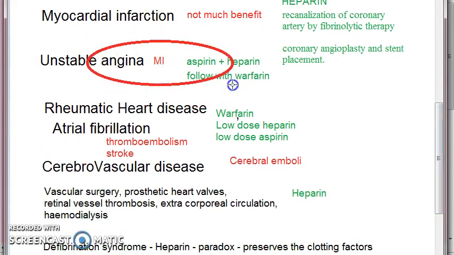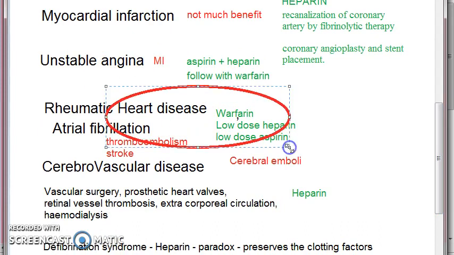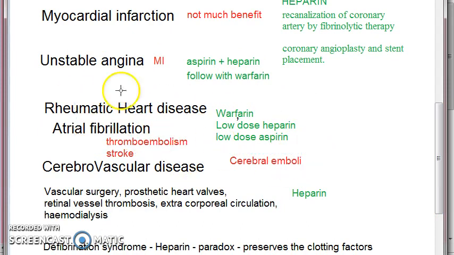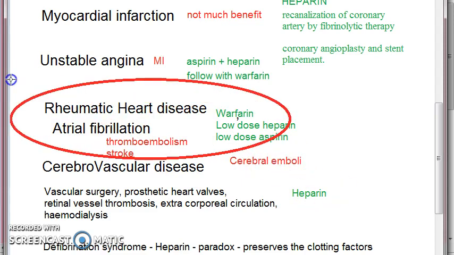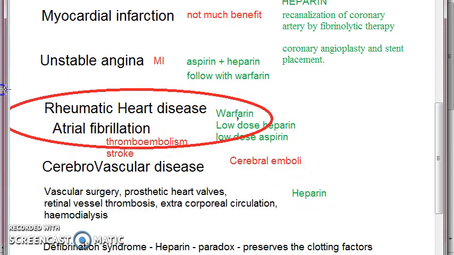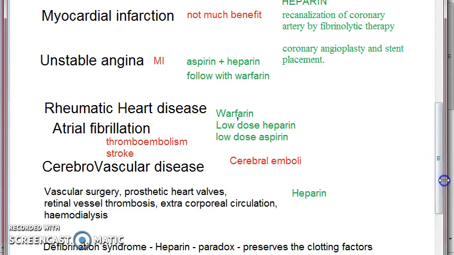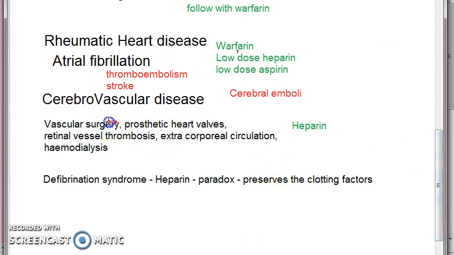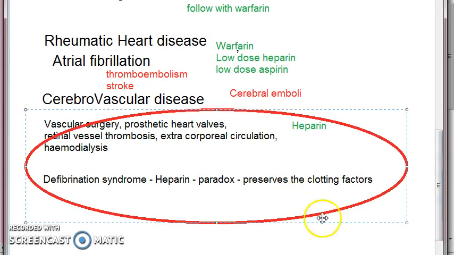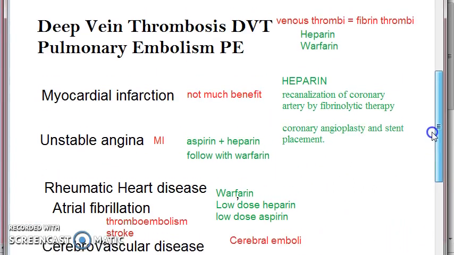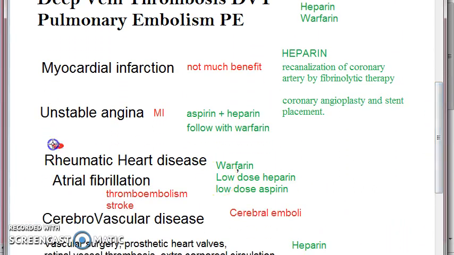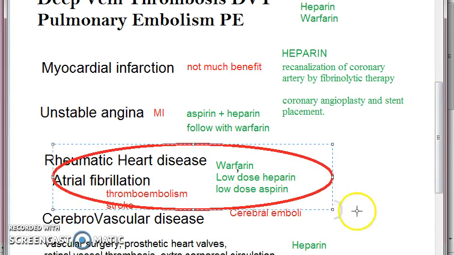Unstable angina, you will use aspirin. Rheumatic heart disease, warfarin, heparin. Warfarin is preferred here. That is the only place. Rheumatic heart disease, atrial fibrillation, they are choosing warfarin. In everything else, mainly heparin only. Everywhere it's heparin, except with rheumatic heart disease, atrial fibrillation, where it is warfarin.